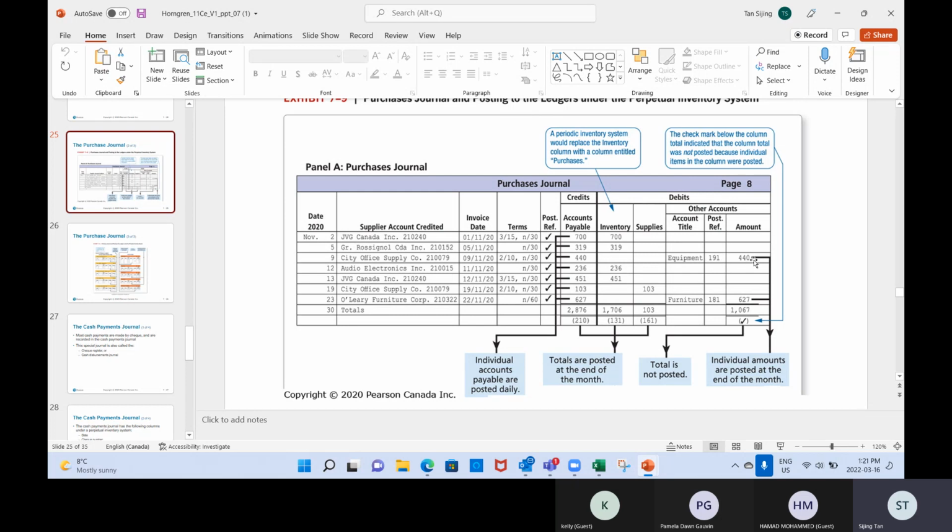We put the total amount was 440. Similarly, debit this equipment and credit accounts payable 440 because our liability increased. So that's a purchase journal. Make sure you understand the purchase journal and cash payment journal, and you know where those numbers will go to.